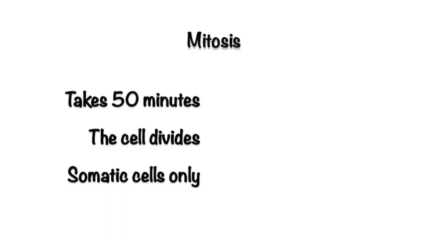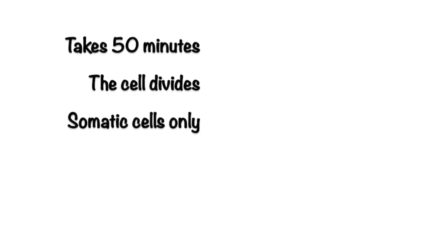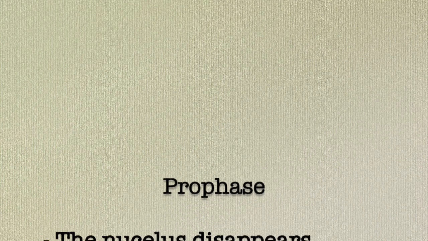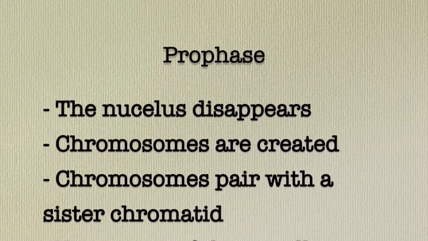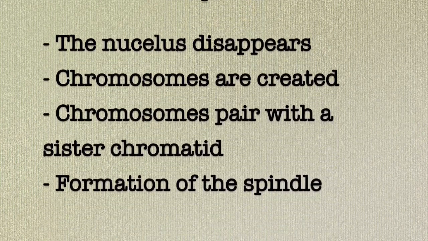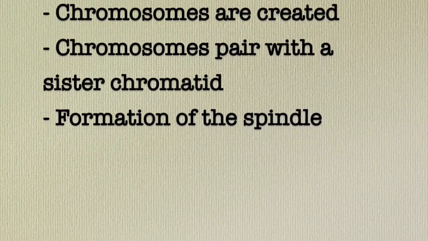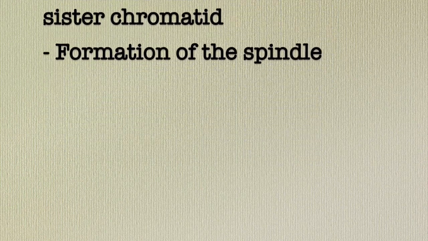Mitosis takes 50 minutes. It is a step where the cell divides. This creates somatic cells only, which means that the cells will be exactly the same and they are not apt for reproduction. Mitosis begins with prophase, where the nucleus disappears, chromosomes are created, and these chromosomes pair with a sister chromatin. Then we have also the formation of the spindle, which are microtubules.